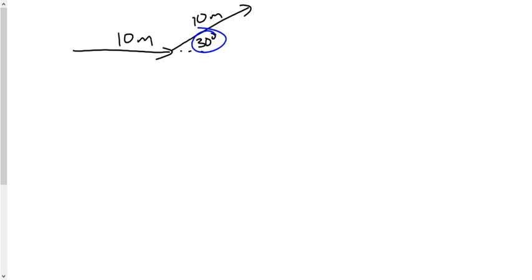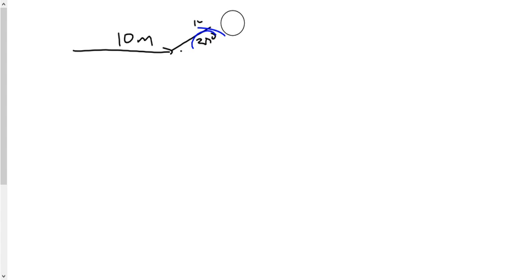Repeat after me. I don't like funny angles. If you see 30 degrees, say to yourself, I don't like funny angles. I've got to get rid of a funny angle. So here's what you do.